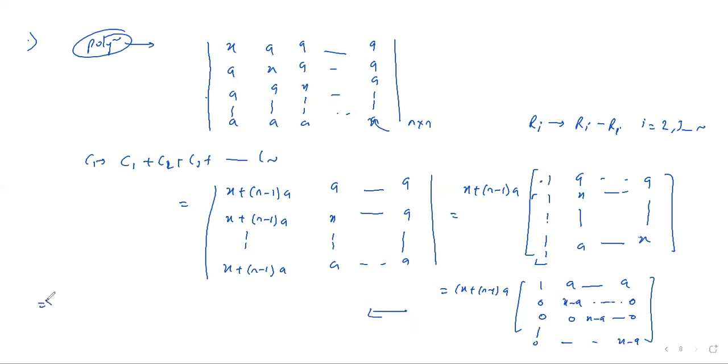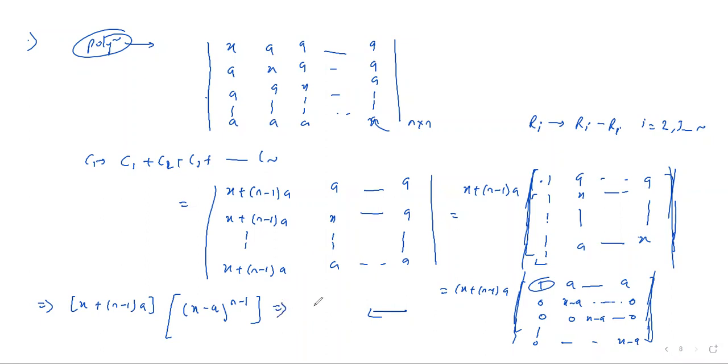So we have got x plus (n minus 1) into a. If we take the determinant of this, not the matrix, it will be the product of the diagonal elements, as we have said that in upper triangular and lower triangular matrices, the determinant is equal to the product of the diagonal elements. So the determinant of them would be equal to (x minus a) to the power n minus 1, because the first element is 1 and there would be n minus 1 factors of x minus a. So this is my determinant in this case: x plus (n minus 1) into a times (x minus a) to the power n minus 1.